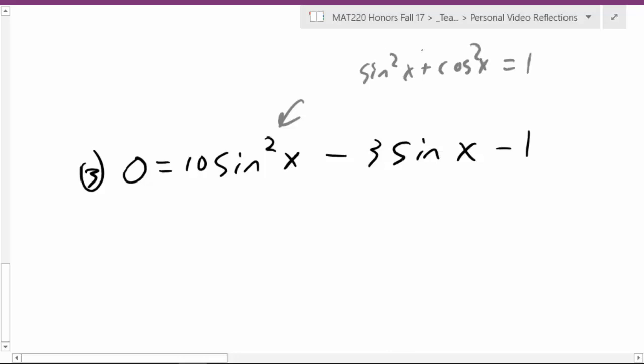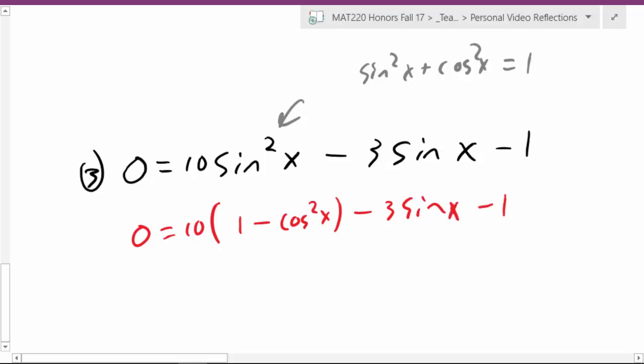So if I wanted to, I could start the problem this way. I could have 0 equals 10 times 1 minus cosine squared x minus 3 sine x minus 1. Or I could even have this 10 distributed through, which would give us 10 minus 10 cosine squared x minus 3 sine x minus 1.